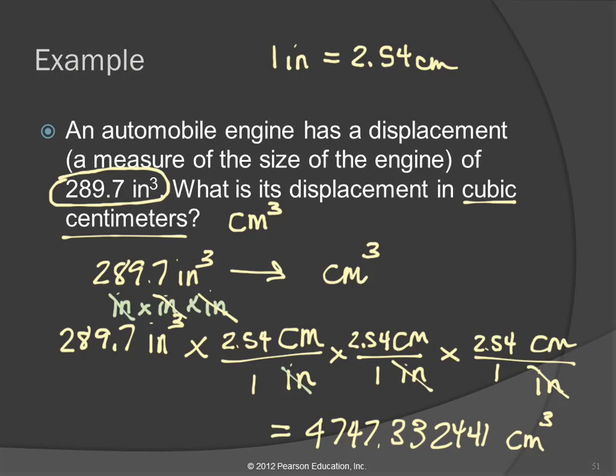We're going to practice our significant figures all semester. How many sig figs should our answer have? 4. 289.7 has 4 significant figures. Centimeters to inches is exact. So 4747 cubic centimeters. That's our final answer.